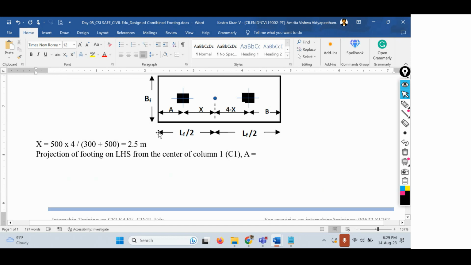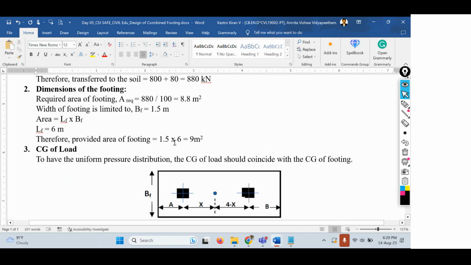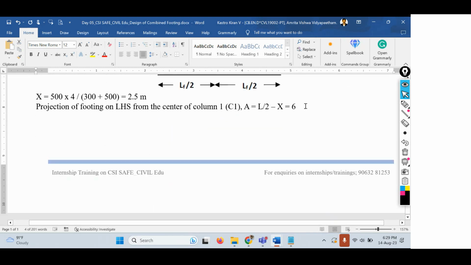We already know the value of X, that is 2.5 meters. So A equals L by 2 minus capital X. What is L? That is the length of the footing. What is the length of the footing? The length of the footing is 6 meters that we have already found out. So 6 by 2 minus X value. What is X? 2.5 meters. So 6 by 2 is 3, 3 minus 2.5 is 0.5 meters. That is the value of A.